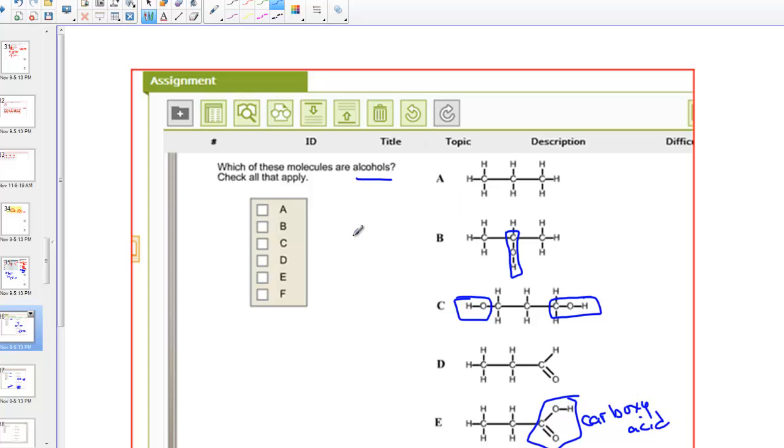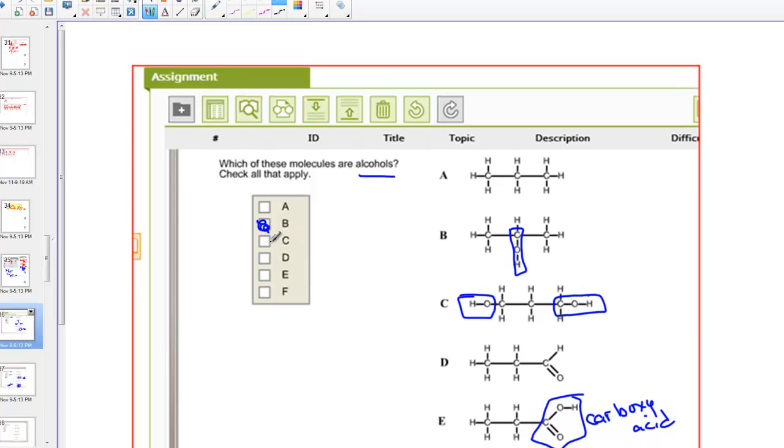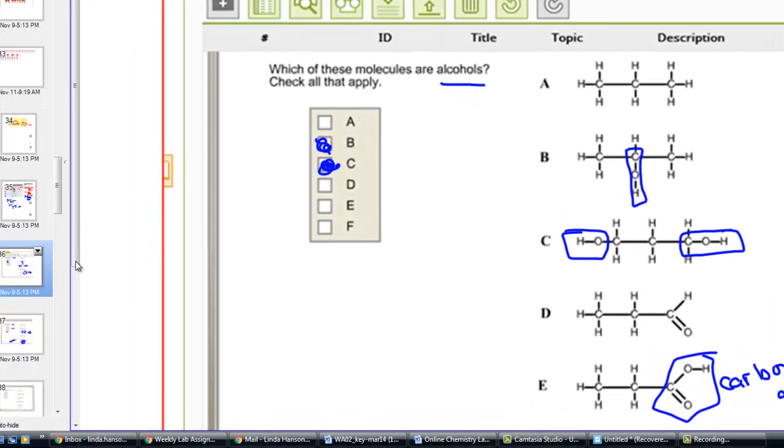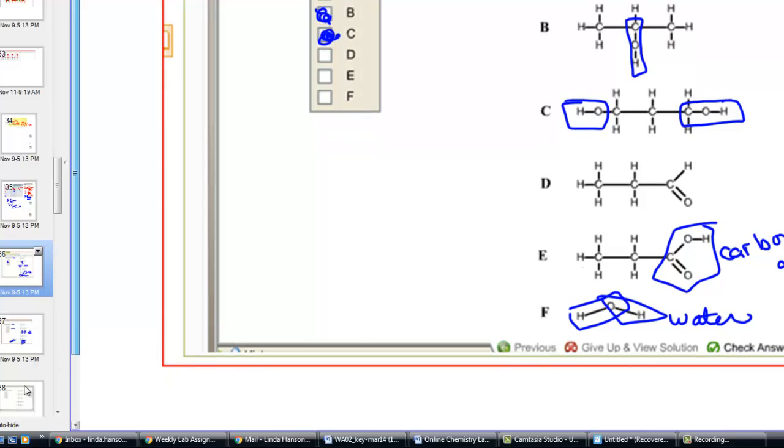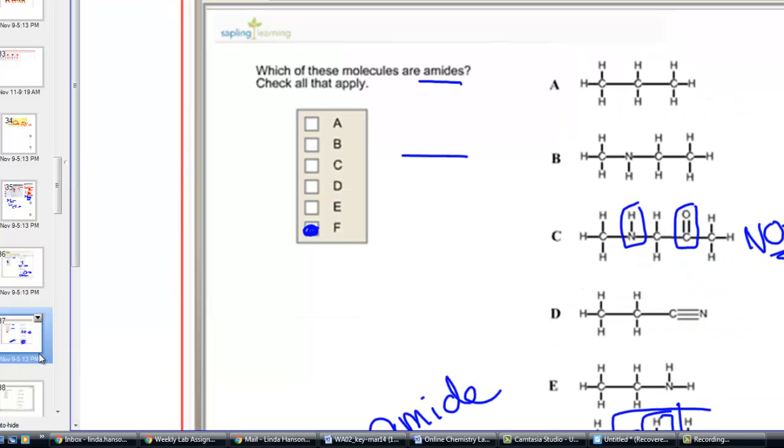So we're looking at OH in structure B, and we're looking at two alcohol groups in structure C. I don't even see F. Here it is. Oh, and this is water. Don't be fooled. This is OH in both directions, but HOH is not an alcohol, it's water. So we're not selecting that. So here we found two structures that were alcohols. We talked about our amides.